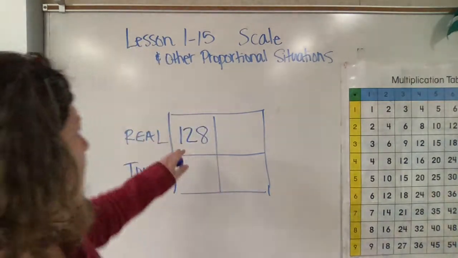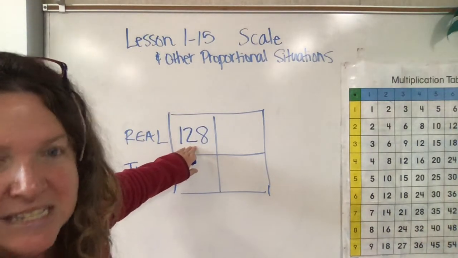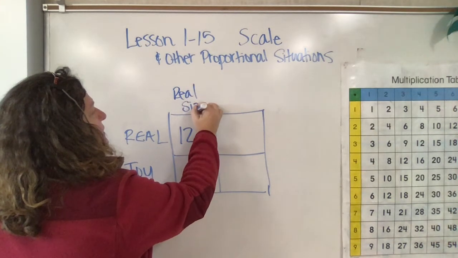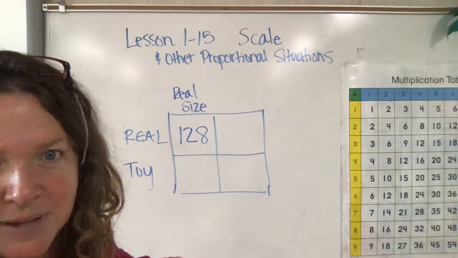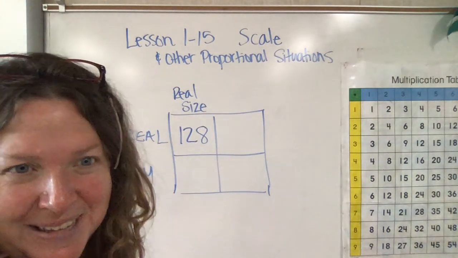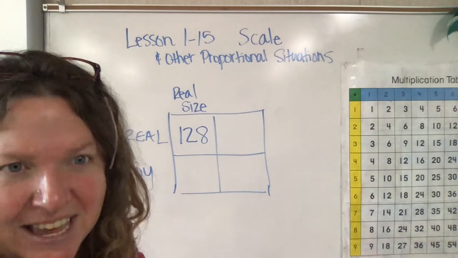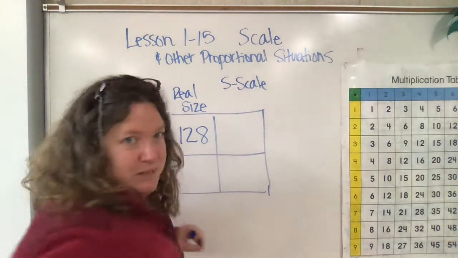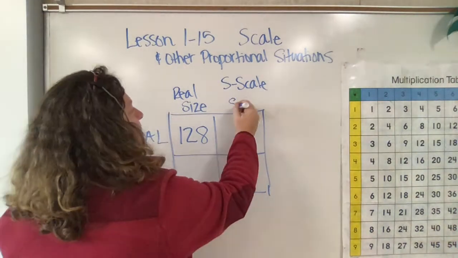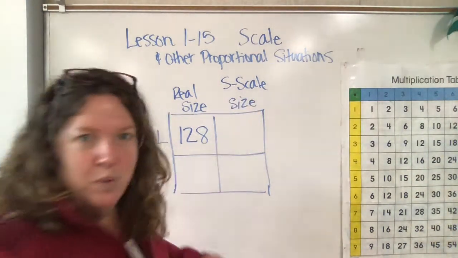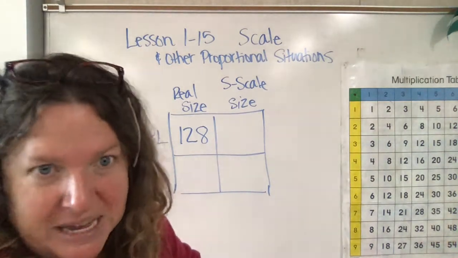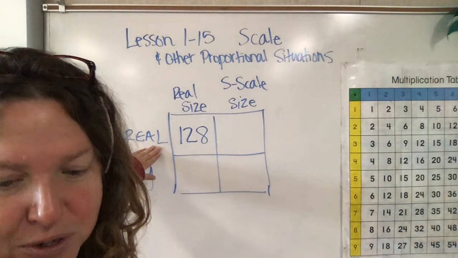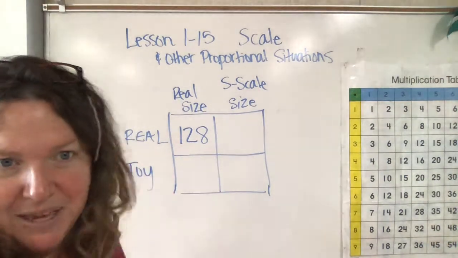Now, 128 feet is the size. So we're going to label this the real size. And we only have one label left. What have we not labeled yet? The scaled size. And remember, we're talking about an S scale. That's a specific scale. So the S scale size. Because we want to know how big, if we made it in an S scale size, how big would this real locomotive turn out to be? What would the toy be?